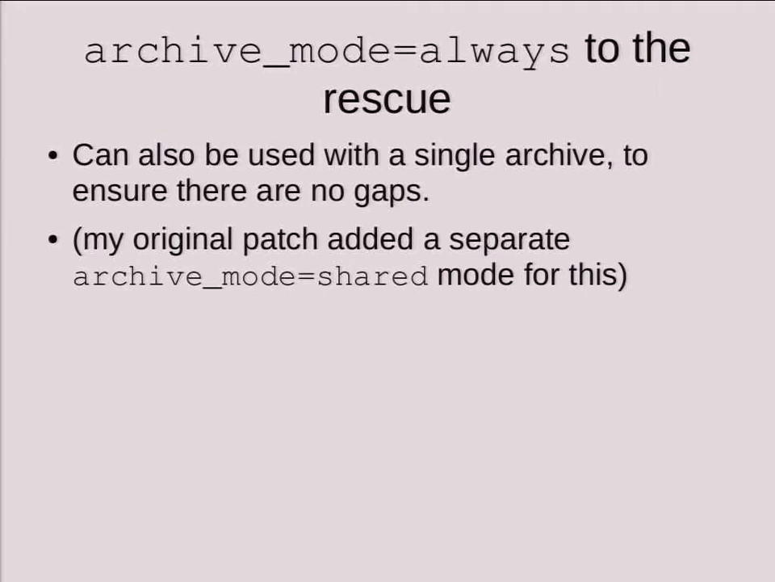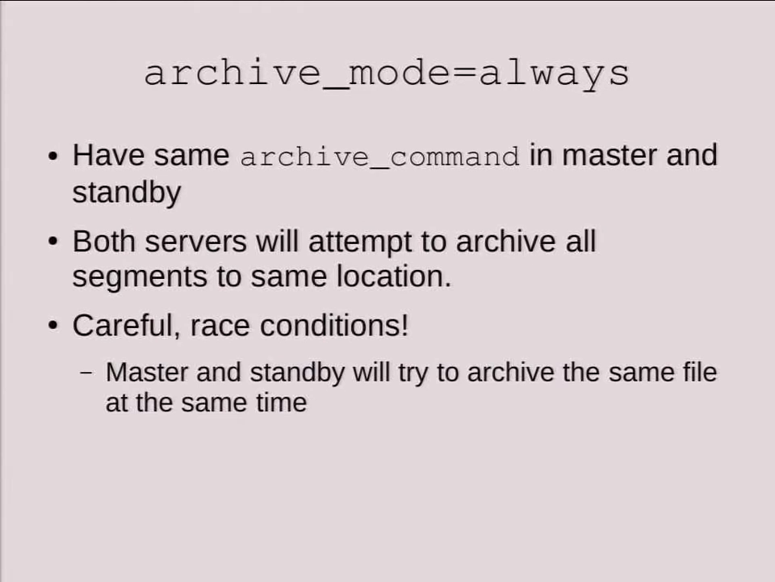So if you remember, with archive mode always, the standby will also try to archive everything it receives. Now you can take advantage of that by having the same archive command in master and the standby, but you have to set them up so that they're not competing over which one archives the file first. You can put in the logic there to check if the file already exists and then atomically move it in place if it doesn't, and if it's identical, then you can make it work. You want to make sure it's identical, but you have to actually compare the files.